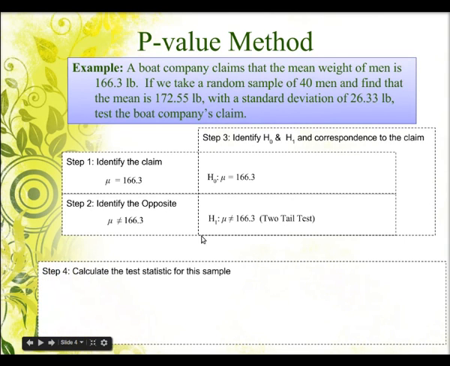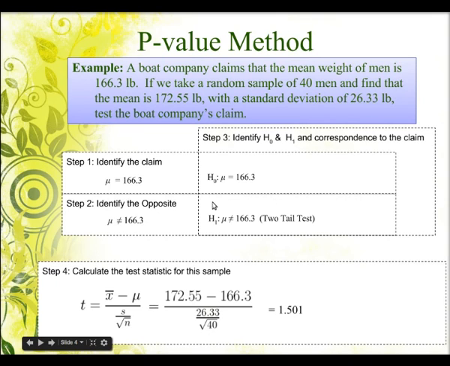So now let's calculate the test statistic using this test statistic formula, where in this case x bar is 172.55 pounds, and our population mean is 166.3 pounds. s, our sample standard deviation, was 26.33 pounds, and our n, of course, was 40 since we sampled 40 men. So throwing all this into the formula, we get a test statistic of about 1.501.